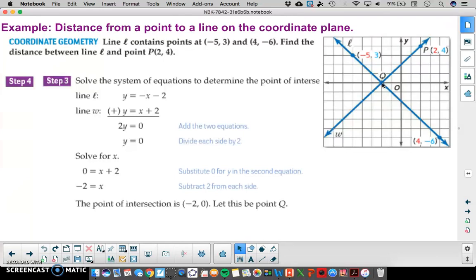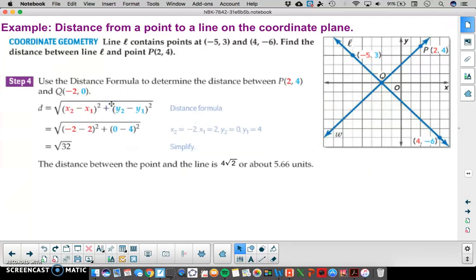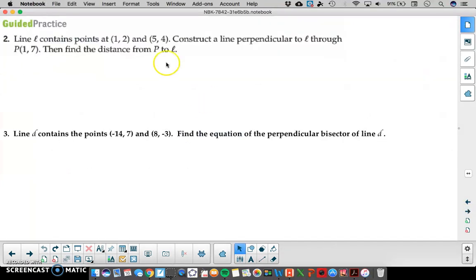Now that I know that point of intersection, I can find the distance between point P and point Q using the distance formula. Point P is at (2, 4), point Q is at (-2, 0), and we use the distance formula to find the square root of 32. I want you to do these two problems on your own.